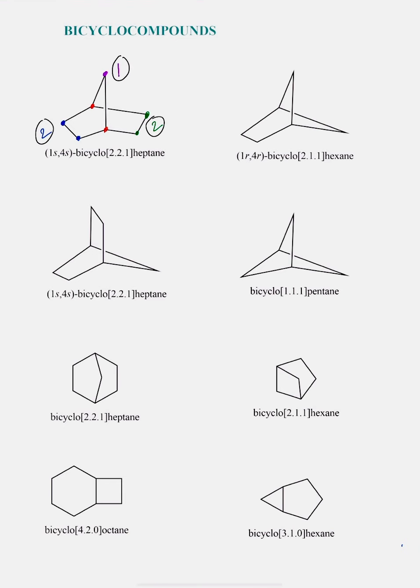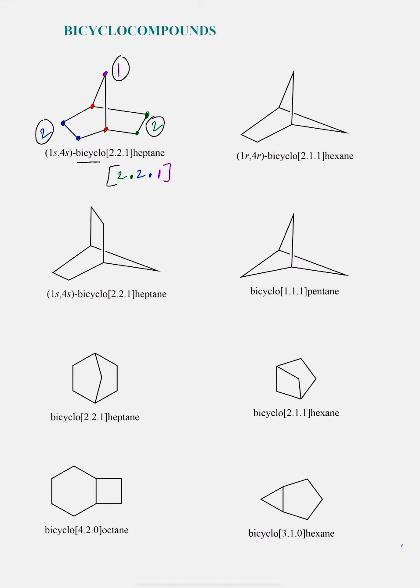After identifying the number of carbons on each bridge attached to the bridgehead carbons, we write the name of the compound. So how to write? Let me tell you. We open the square bracket and write the numbers of carbons on the bridges in decreasing order. So we have 3 bridges here with 2 carbons, 2 carbons and 1 carbon. So let me write in the appropriate colors. So first we have 2 green carbons, you write dot, and then 2 blue carbons and then dot, and there is 1 purple carbon. So this is in decreasing order.